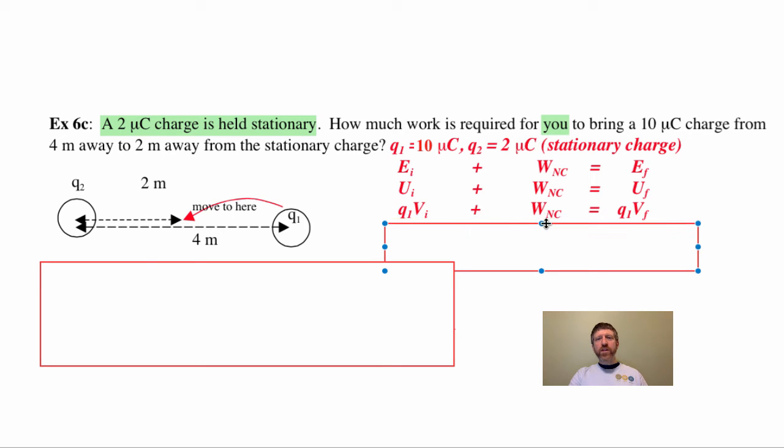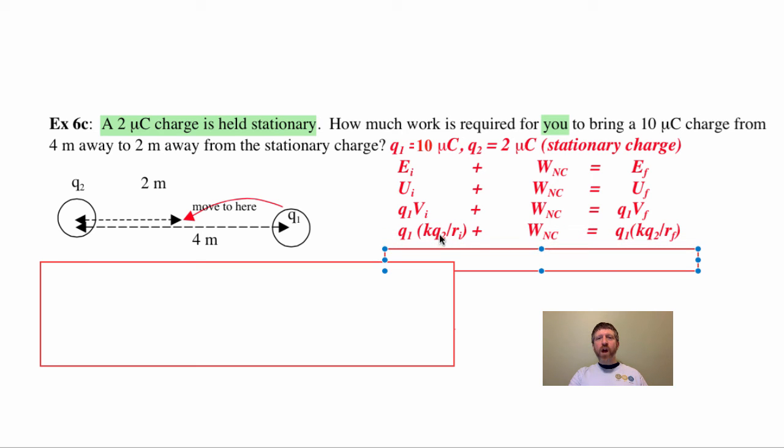And U initial is just Q1 times V initial. This V that it has right there is caused by Q2. So we'll see that come in a minute here. The non-conservative work is the work that we're going to do. And then the final energy it will have will be Q1, the one we're moving, times the potential caused by Q2. So you'll see where that comes in right here. It's Q1 times the potential caused by Q2, which is KQ2 over R initial, which happens to be 4 meters. Again, this is the work that we're doing, and this is the final potential energy of Q1, which is Q1 times the potential caused by Q2.